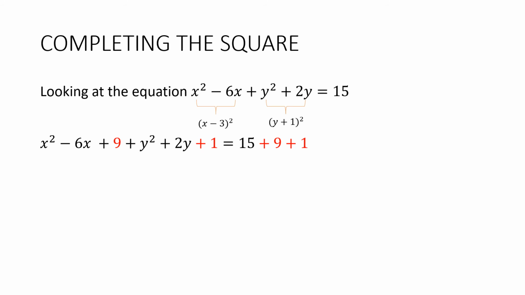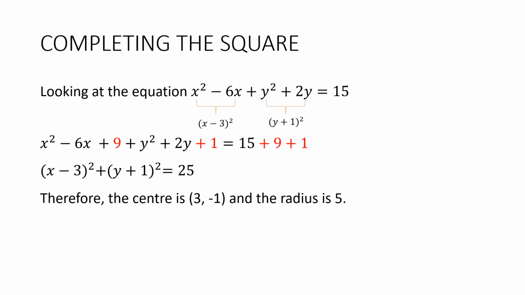Alright, I'm ready now to write it as x minus 3 all squared and y plus 1 all squared. So this part here is x minus 3 all squared. This part here is y plus 1 all squared. And over here we've got 25. And there we are, we're fully factorized. Alright, center is 3, -1, and the radius is 5.